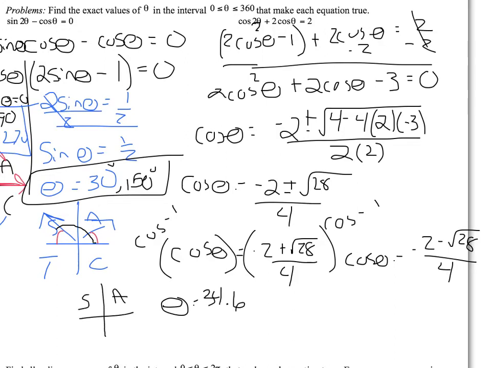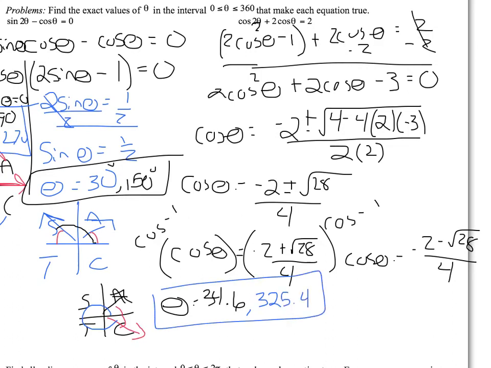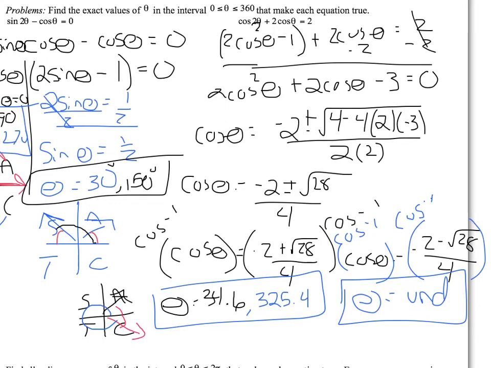We graph 34.6, which is in quadrant 1. In quadrant 1, cosine is positive. Cosine is also positive in quadrant 4. My red reference angles are equal. I want the blue angle, which is 360 minus 34.6, which is 325.4. For the right-hand side, we're going to do inverse cos of both sides. And you get undefined, you get an error. And so when you get undefined, you're done with that.